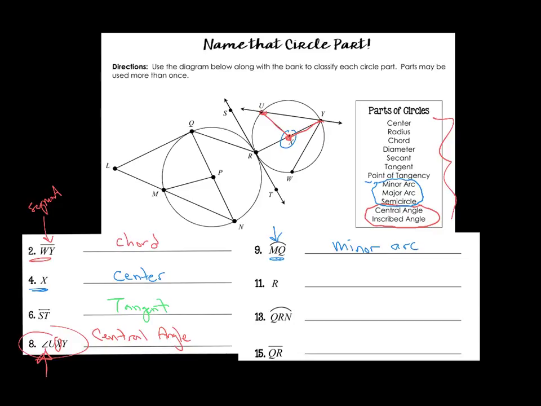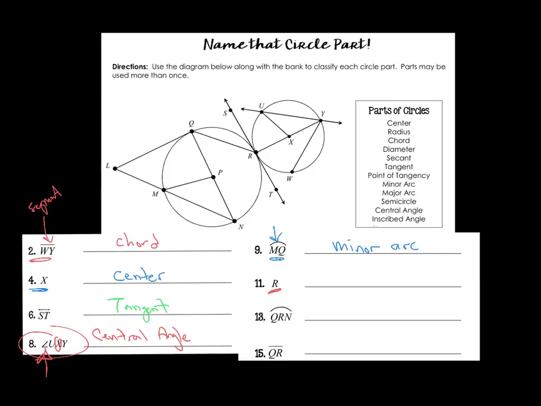Double check. Let's go find our M and our Q. Portion of a circle with endpoints on the circle. There's our minor arc. Easy. Right? We're hunters. We're just on the hunt for vocabulary.